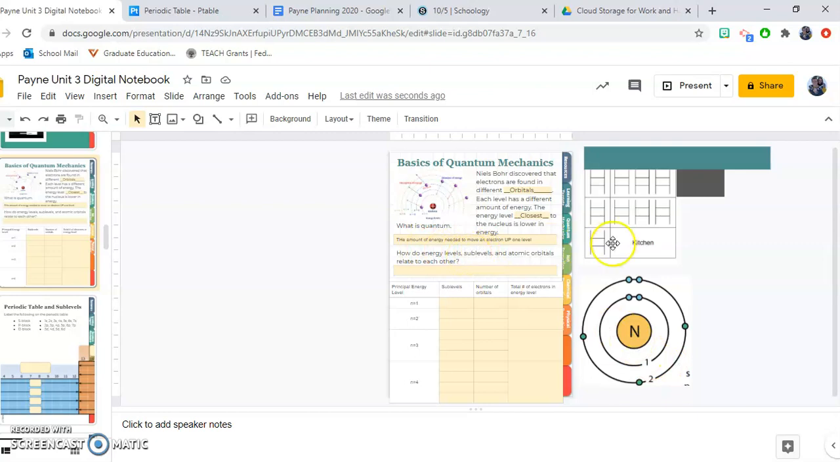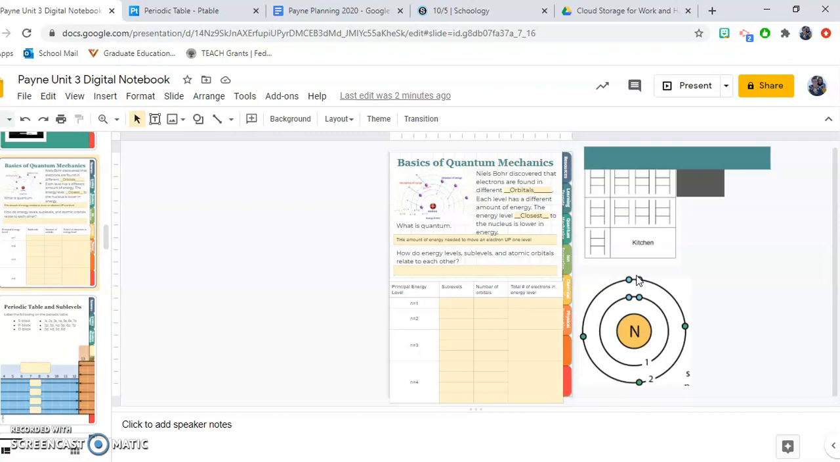Sublevels are just the rooms. We have the s room and the p room, or rather the s orbital and the p orbital. Then atomic orbitals essentially just means the bunk beds. In the s room, we have one bunk bed. In the p room, we have three bunk beds, so the p sublevel has three atomic orbitals. We're using these words interchangeably. The boarding house model is really good to intro you to these topics.